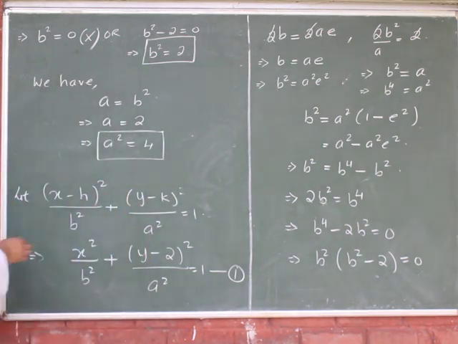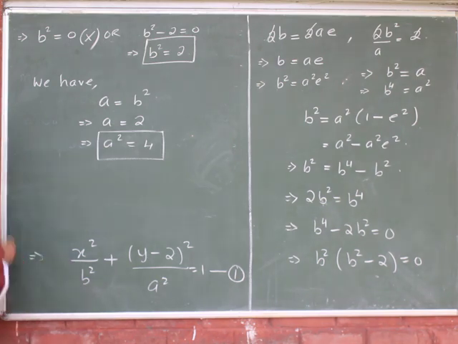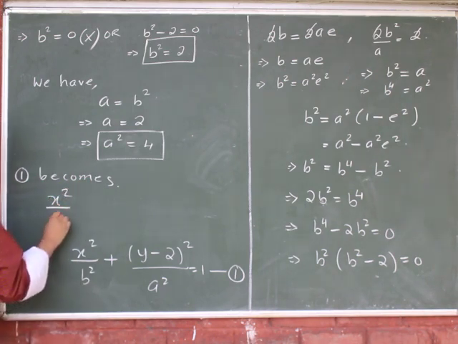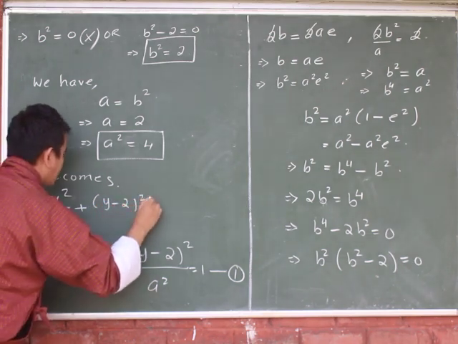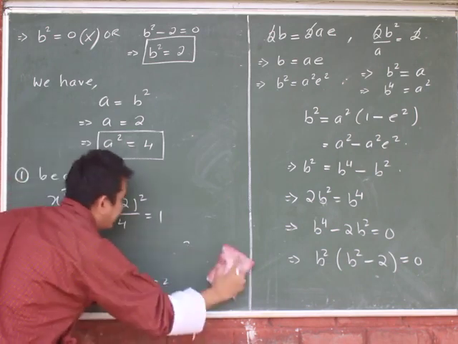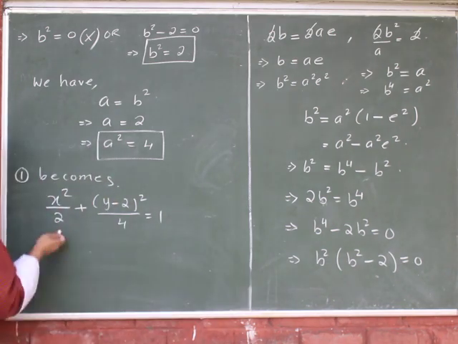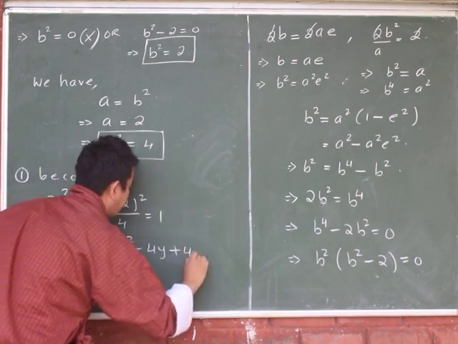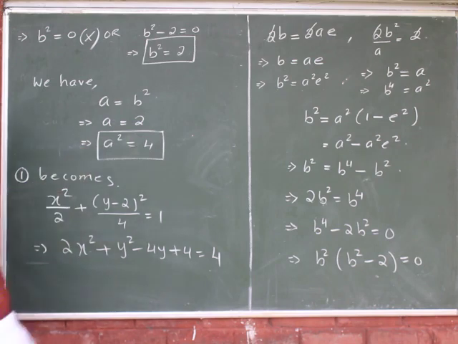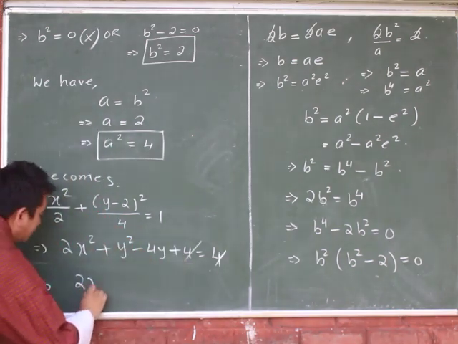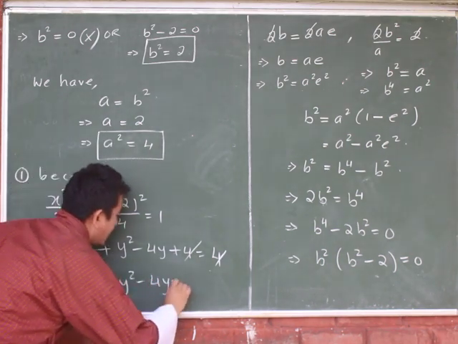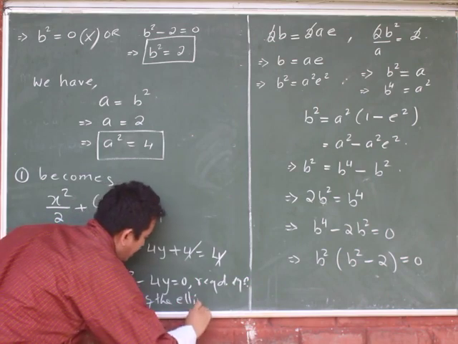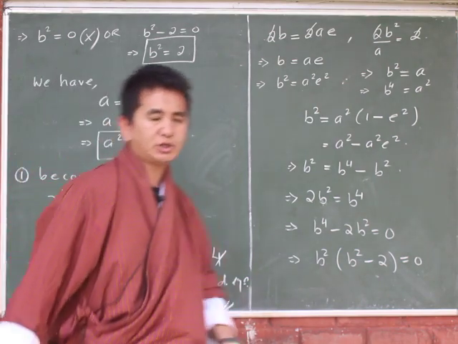So now finally let's substitute here. So therefore equation 1 becomes now, what do you have here? X squared by b square value is 2 plus y minus 2 whole square divided by a square value is 4 is equivalent to 1. Please expand this now. You know what's the LCM? LCM is 4, then this becomes 2x square plus, expand this, y square minus 4y plus 4 is equivalent to 4. This becomes common denominator, simple simplification now. This 4 and 4 will get cancelled. We have 2x square plus y square minus 4y is equal to 0. Required equation of the ellipse. Thank you. In the next question I will do question number 7.